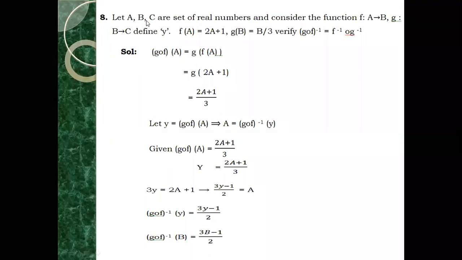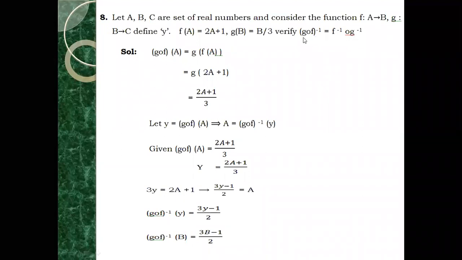Let A, B, C be sets of real numbers and consider the functions f maps A to B, g maps B to C, defined by f(a) = 2a + 1 and g(b) = b/3. Then verify that (g∘f)⁻¹ = f⁻¹∘g⁻¹.